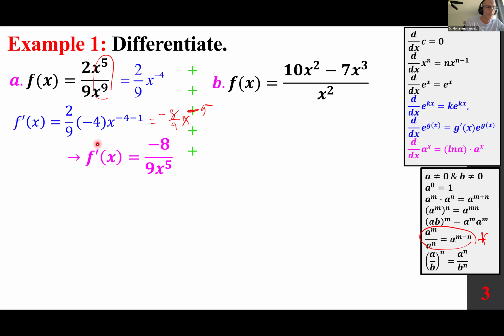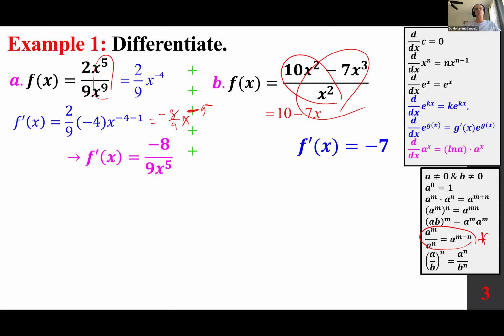For part B, we notice if we make up two fractions, this is 10, this is minus 7x, and the f prime becomes simply minus 7. There's really not much to it.